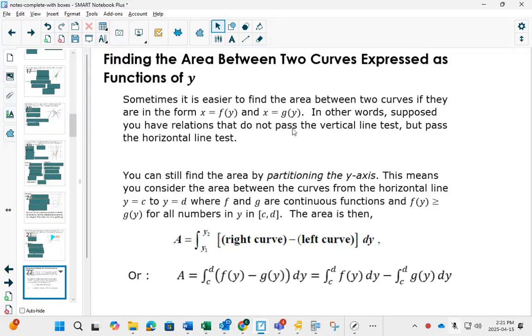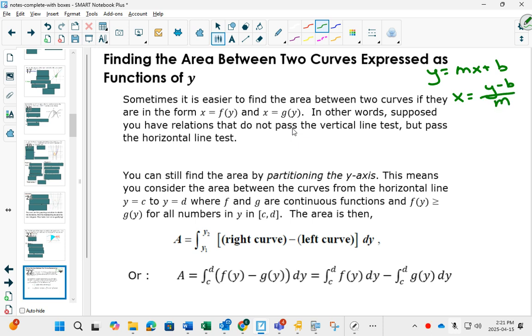Find the area between two curves expressed as functions of y rather than functions of x. Like, for example, anytime you had a regular line, y equals mx plus b, I could decide to rewrite this by getting the x by itself. Can you see that if you got the x by itself, you'd have to move the b over and divide by m?